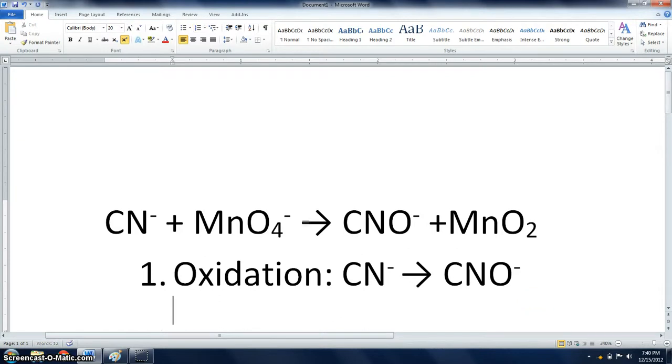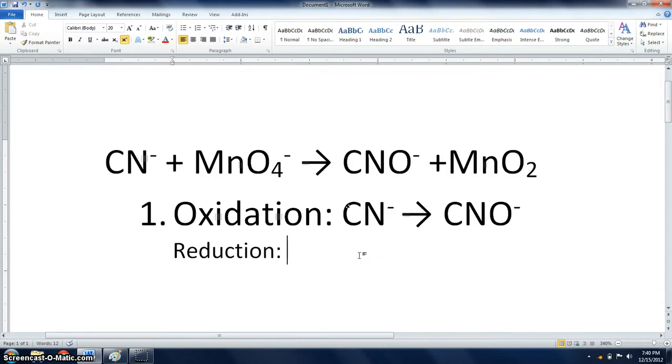And now we will write our reduction half-reaction. And that will be the one about the manganese, because over here it had a +7 charge, and over here it only had a +4 charge.